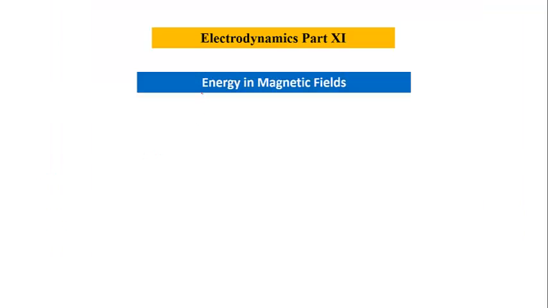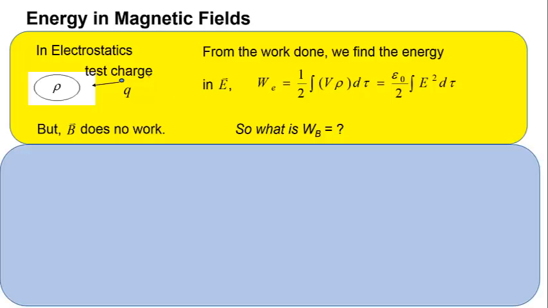Let's take a look at energy in magnetic fields. You recall that when we have charges in space creating electric fields, we had to do work to push all the charges together. And so if we look in terms of the potential and charge density in space, we found that the energy of the electric field was given by 1/2 times this integral here of the potential times rho.